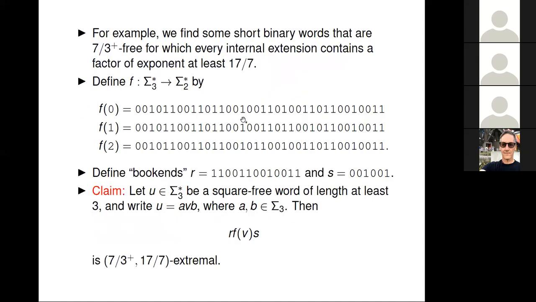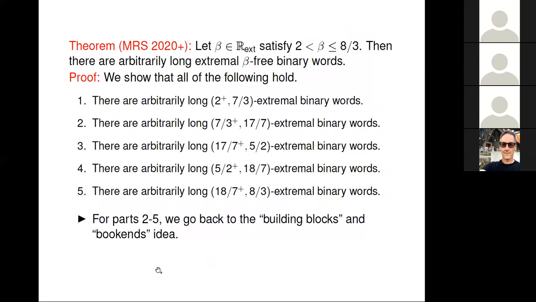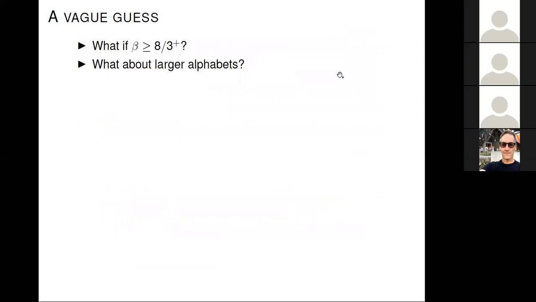But we essentially adapted the idea of having these nearly extremal building blocks. We found 3 of them, and we found some bookends that we could put on the end, so that, say, we got a 7/3 plus free word whose every extension contained a factor of exponent at least 17/7. In that way, we proved that there are extremal beta-free binary words for every beta from 2 to 8/3. Okay, so the question is, what if beta is bigger than 8/3?